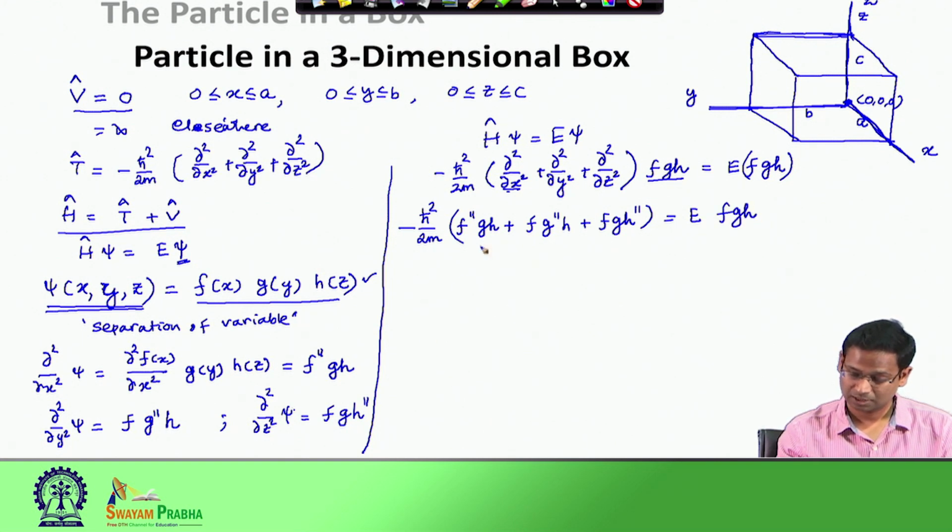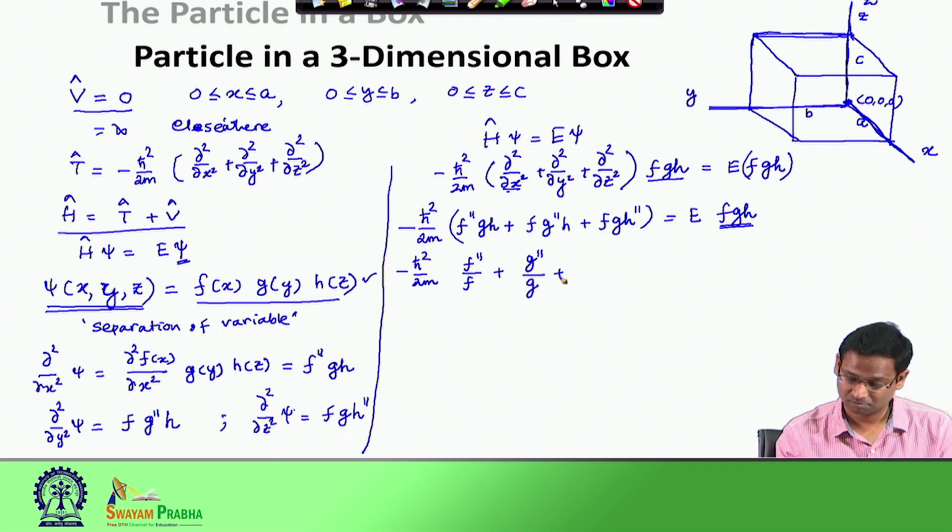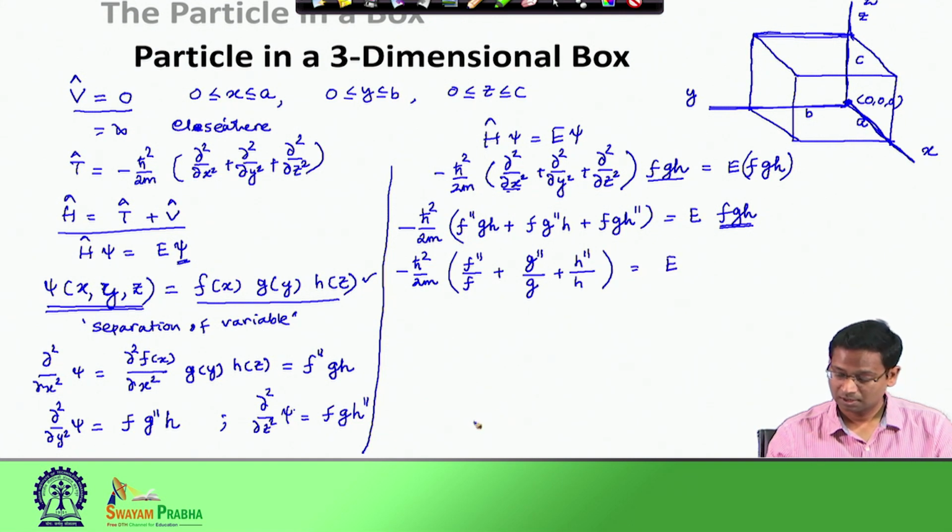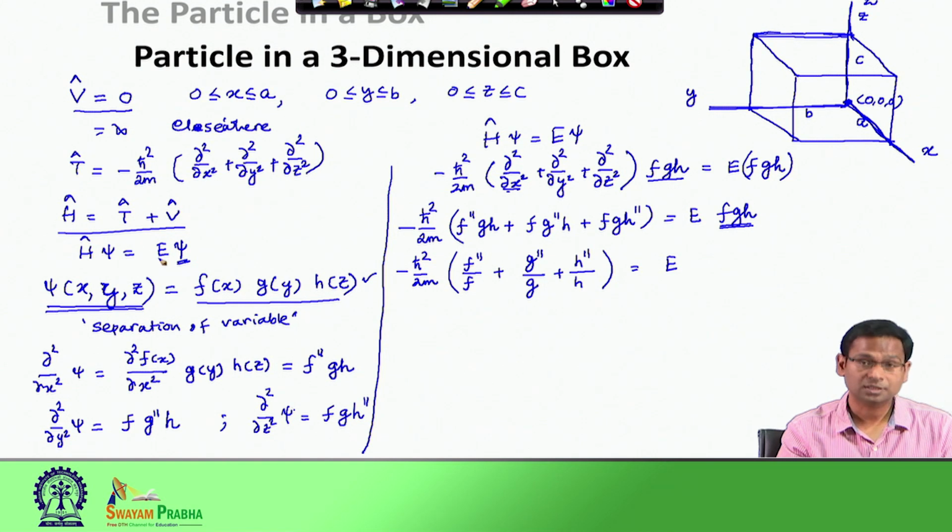In the right hand side, the first term is coming when I am differentiating with respect to x. The second term is coming when I am differentiating with respect to y. The third term is coming when I am differentiating the function with respect to z. And in both right hand side and left hand side, I can divide by f g h. In that case, I will be left with E, and this E is the energy in the Schrodinger equation, and this is of course going to be a constant.